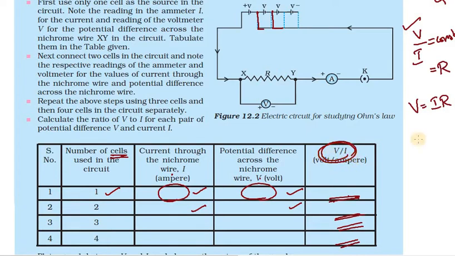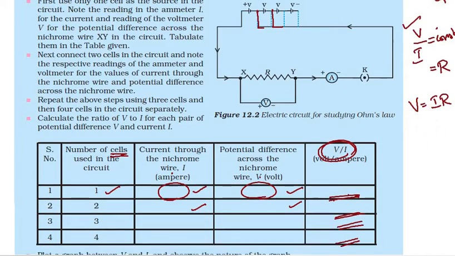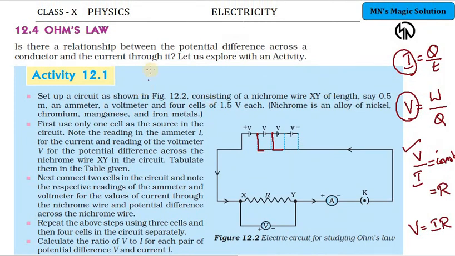So, V by I is always a constant and that constant is given by the resistance, which is denoted by capital R. So, V is equal to IR becomes our formula. In Ohm's law, this is repeatedly asked as a 5 marks question.